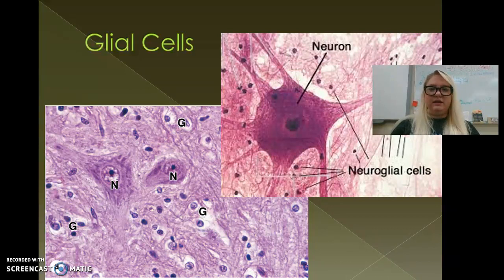All right, and then glial cells are your supporting cells of your nervous system. And as you can see, these are the cells that just surround the neuron. So you can see your neuron is the really large cell, and you can see the nucleus in the center. And then all of the little dark dots around it are the nuclei of your supporting cells, or your glial cells. So they are there just to nourish the neuron, protect the neuron, and really take good care of the neuron, provide it with everything that it needs.